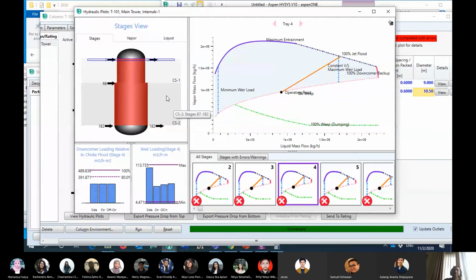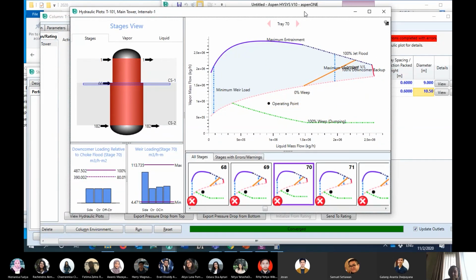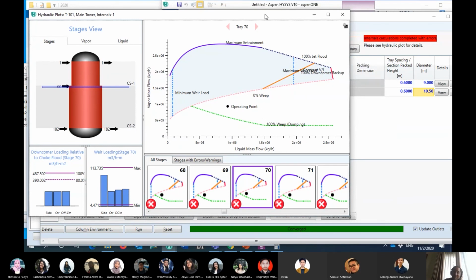Look at this one. When you change into 9, it's not above the operation window, but it is below the operation window. So it means there will be weeping in here. How about the stripping section? The stripping section is the same. So the operation is not safe for case number 2. What is your suggestion in this case? Do you have any suggestion?